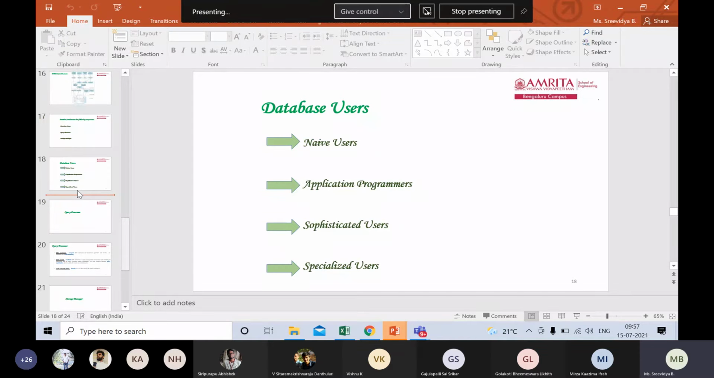I was talking about the database users. In the database users, we have the naive users. Naive users are the ones who need not know the way in which this particular software is built. The only interaction that the naive user is going to have with these database applications is through the user interface. Okay, that is naive users.